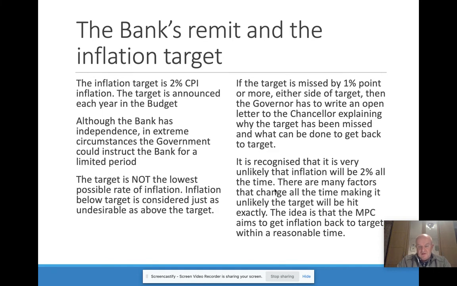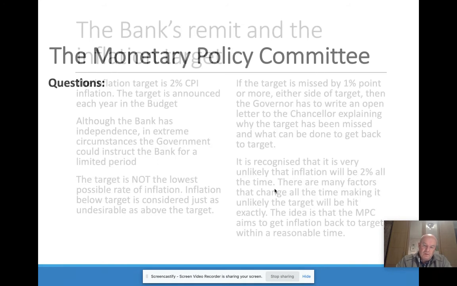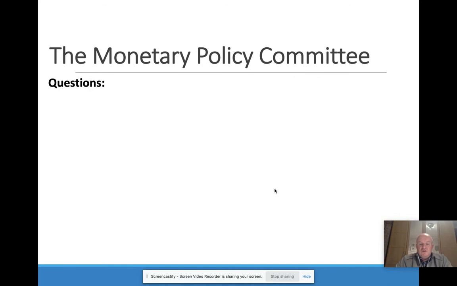The idea is that clearly the MPC is attempting to get inflation back to the target within a reasonable time, and we'll use the tools of monetary policy in order to try to achieve that. Okay, so a few questions here.